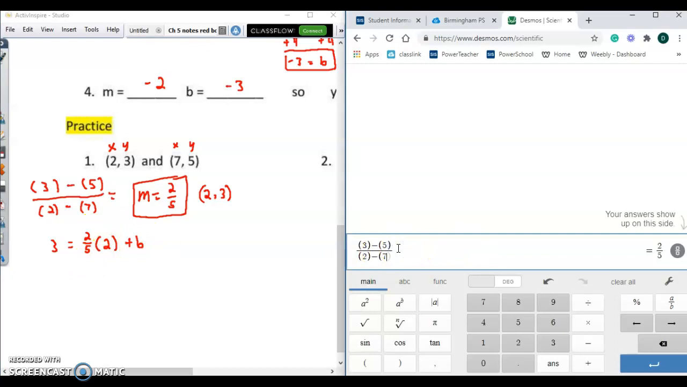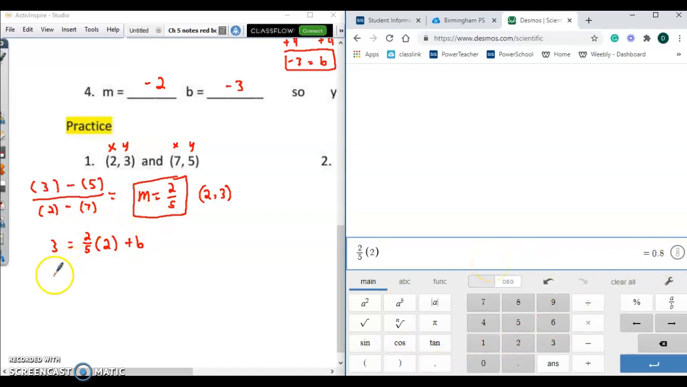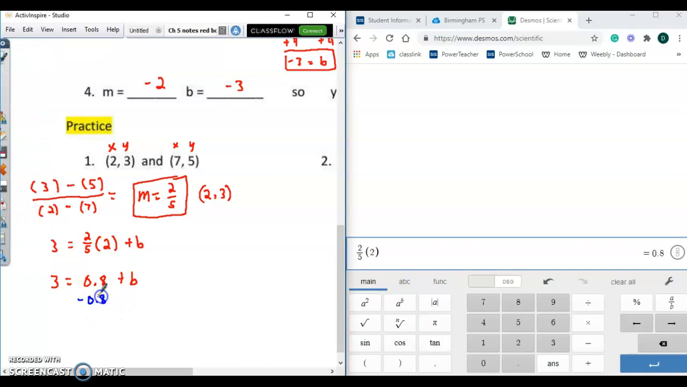So I'm going to back this out. So 2 over 5. All right, and then we're multiplying that by 2. And that gives us 0.8. So it's okay to use it as a decimal at this point now. So 3 equals 0.8 plus b. And then we have to get b by itself, so we're going to subtract that. Subtract 0.8 from both sides.